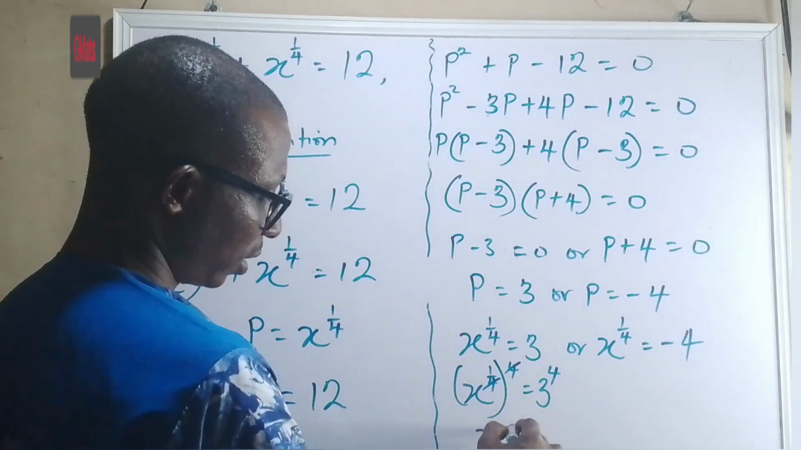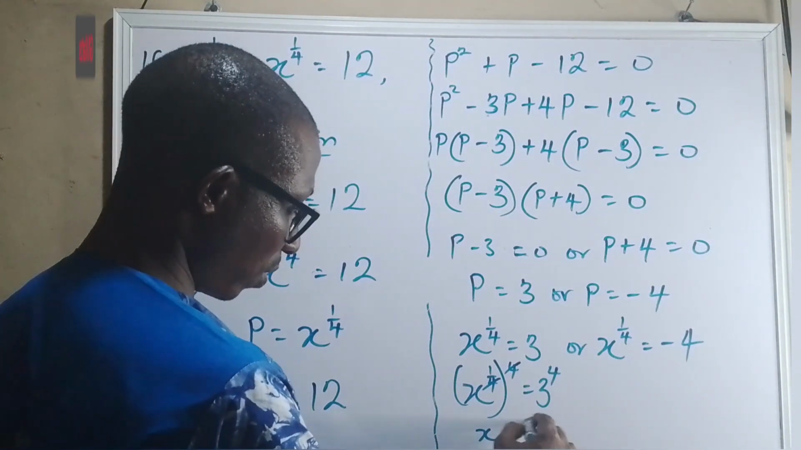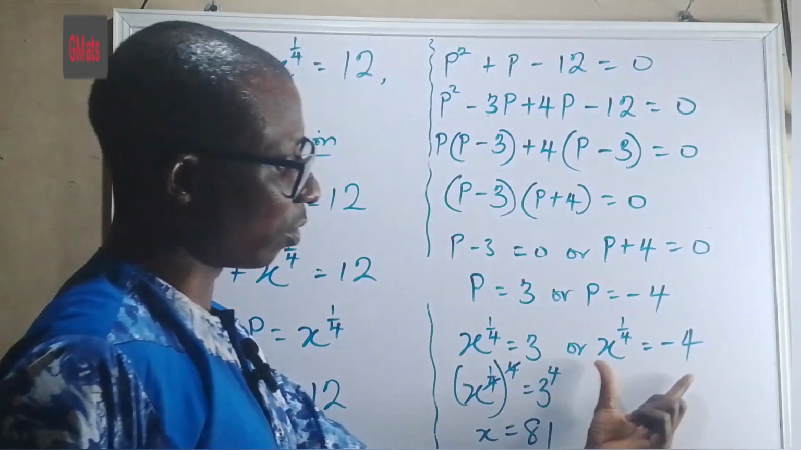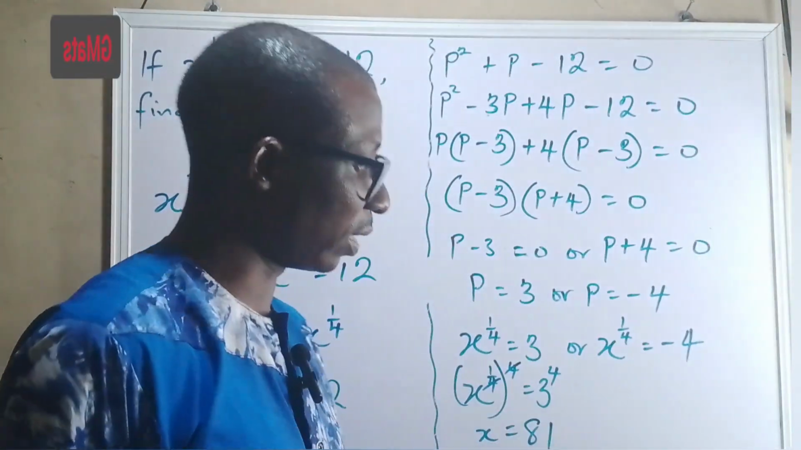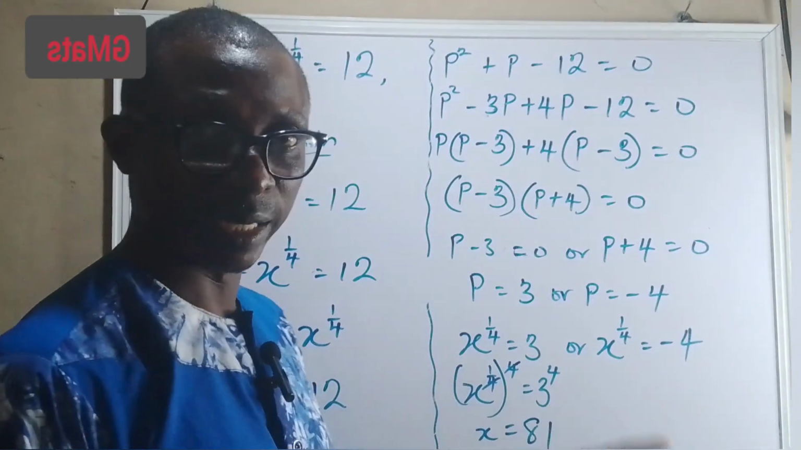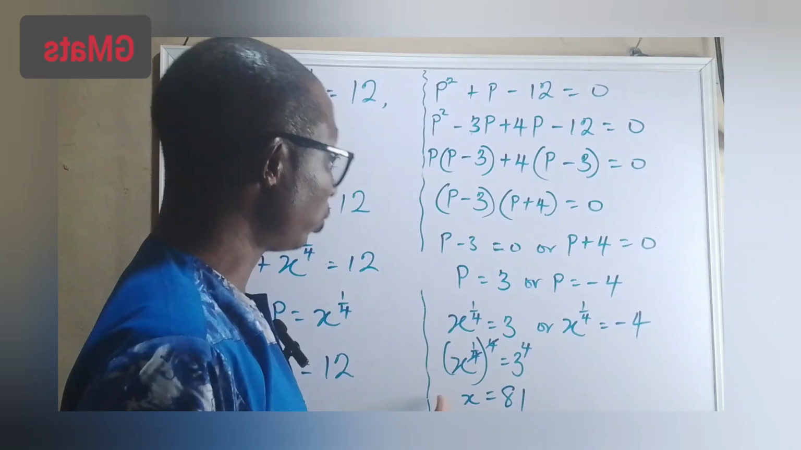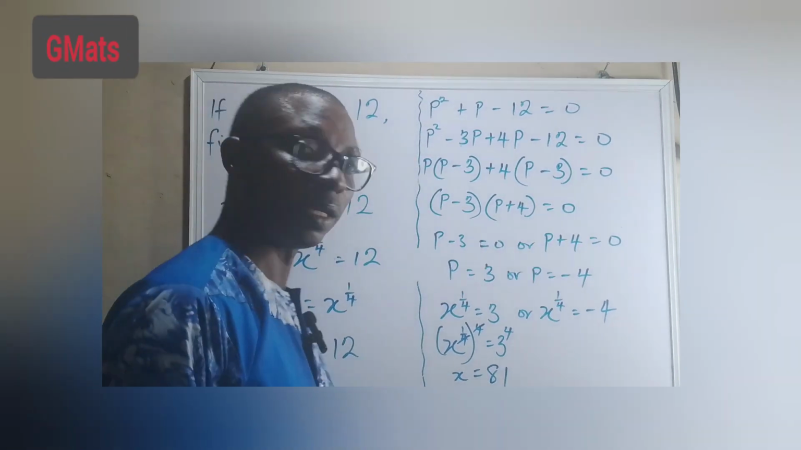You have x equals, now 3 times 3 times 3 times 3, that is 81. All right, now look at this second one. You cannot have an even root giving you a negative number. So that means we discard this. So the solution to this problem is x equals 81.